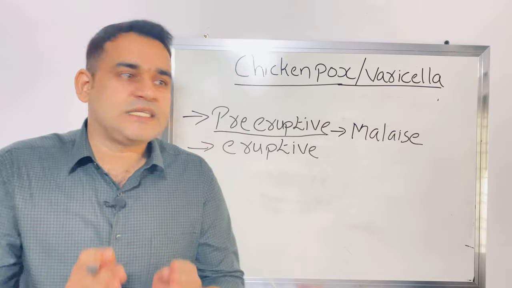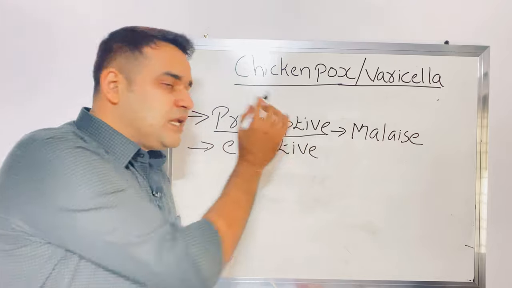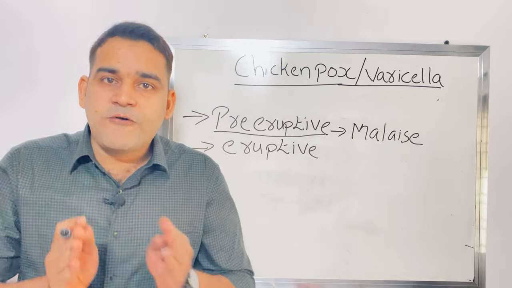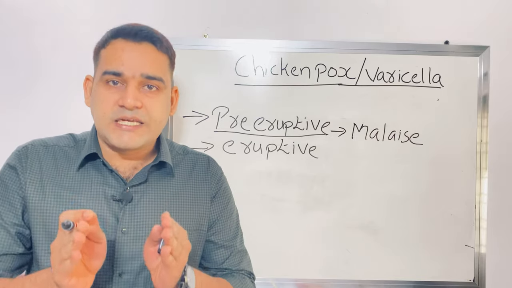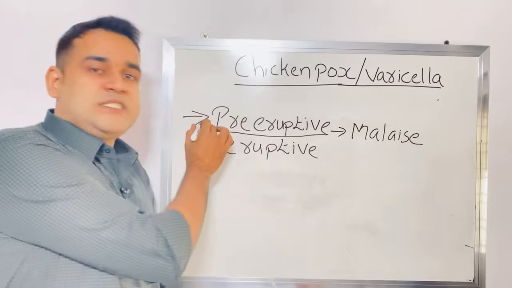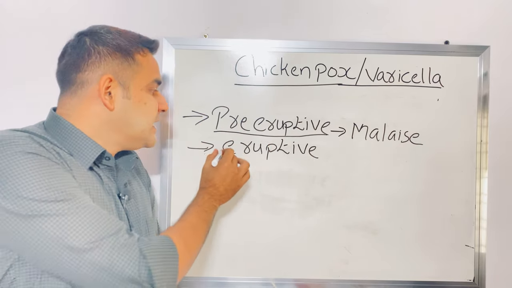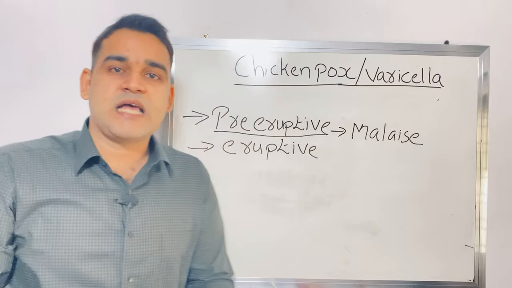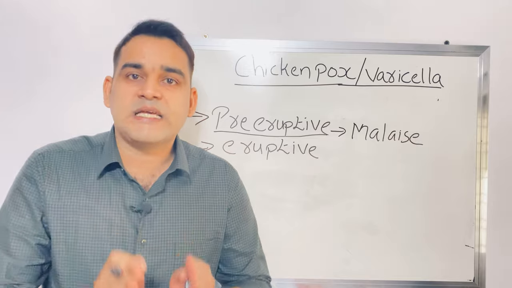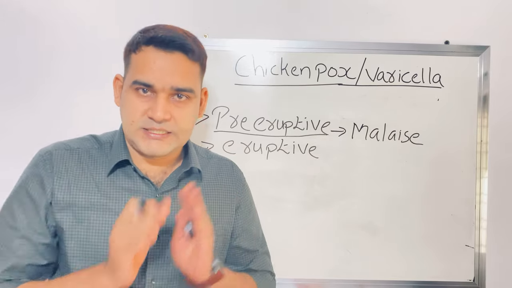Next, the second stage is eruptive. So here you have to note, pre-eruptive means before the appearance of the rashes, before the eruption of the rashes. So in the first stage, the rashes will not be there. Next stage is the eruptive stage, that is after the appearance of the rashes.